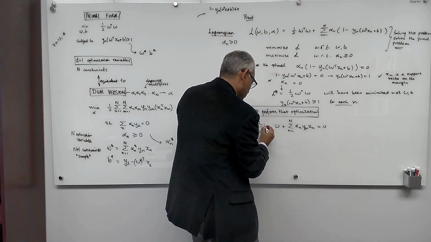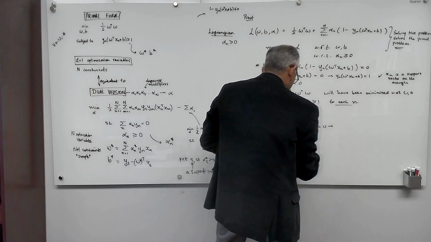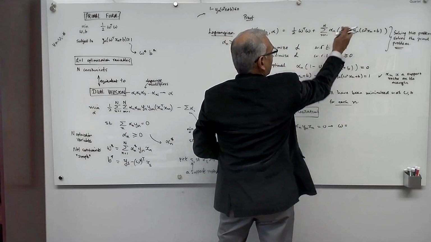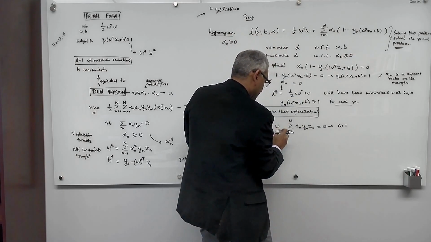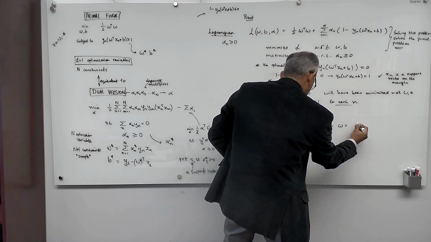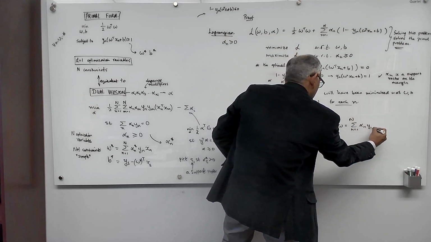That's what the derivative is. We must set it equal to 0. So this implies that at the optimal, W will equal, I forgot the minus sign. There's a minus sign here. At the optimal, W will equal this quantity: minus the sum from n equals 1 to big N, alpha n, y n, x n.